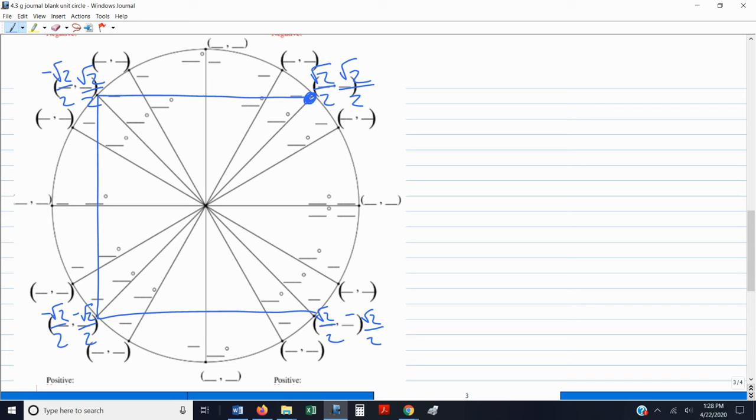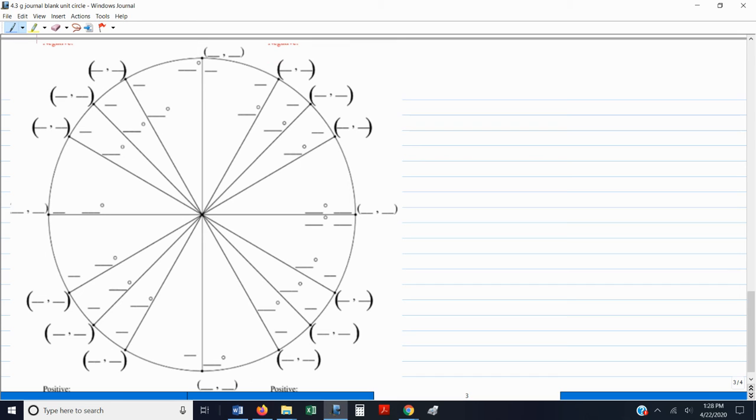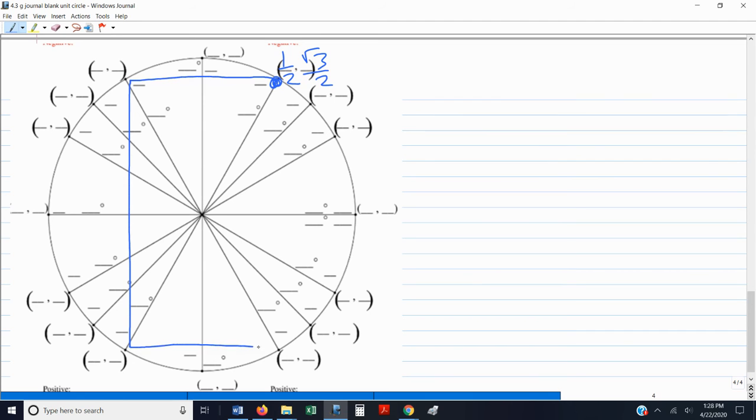Very, very last one, and we are finished, is the 1/2 and √3 over 2. So tracing this one around, we're going to go straight over, straight down, straight over. Quadrant 2, we have negative 1/2, √3 over 2. Quadrant 3, negative 1/2 and negative √3 over 2. And quadrant 4, positive 1/2 and negative √3 over 2.